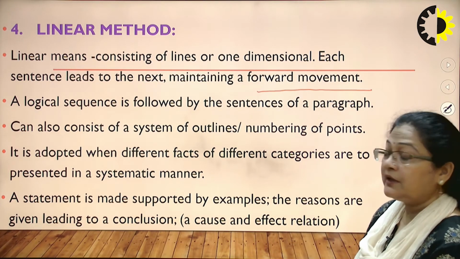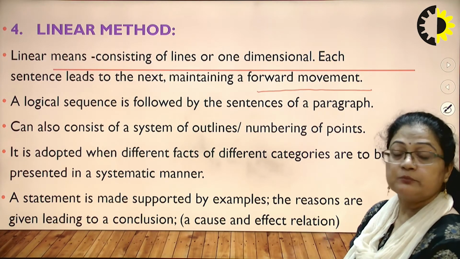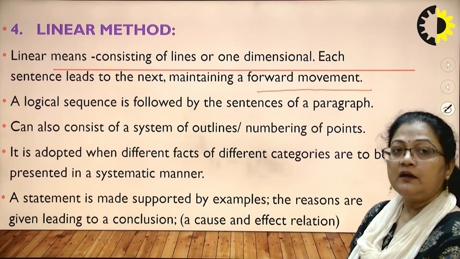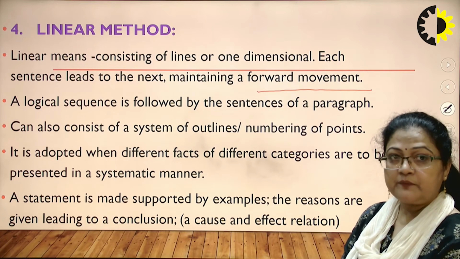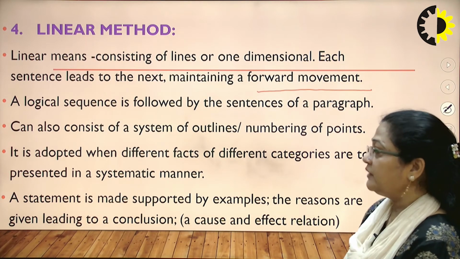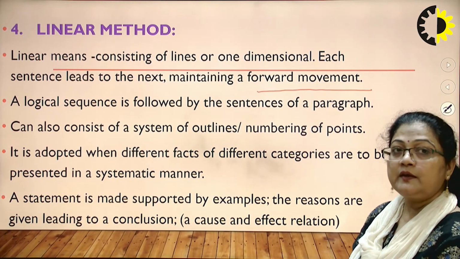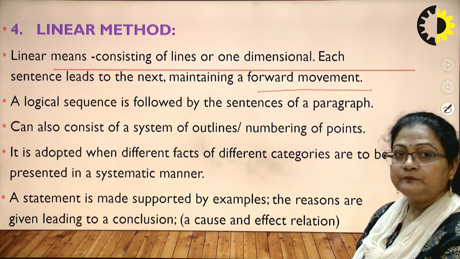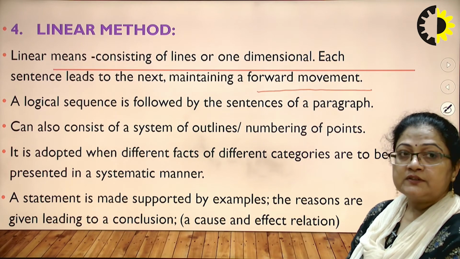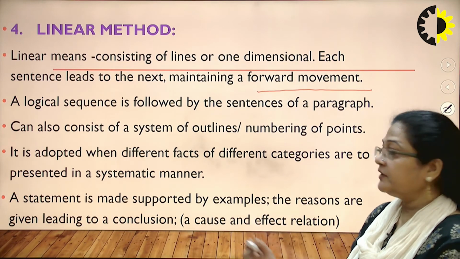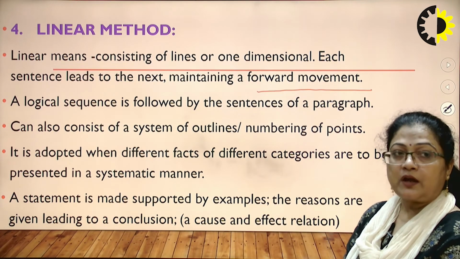So, it can also consist of outlines, numbering, points, bulleting. We can write one after the other in a logical manner, and that development is forward movement. This method is used when different facts of different categories are to be presented in a systematic manner. It is a very one-dimensional, systematic manner, where we present various features or various aspects of something which fall in different categories. So, we just keep on telling the next thing one after the other.